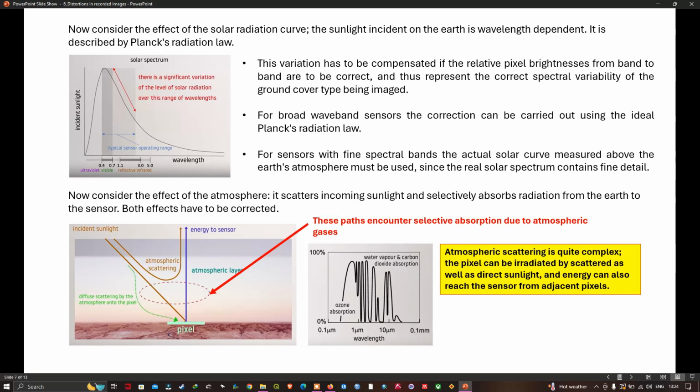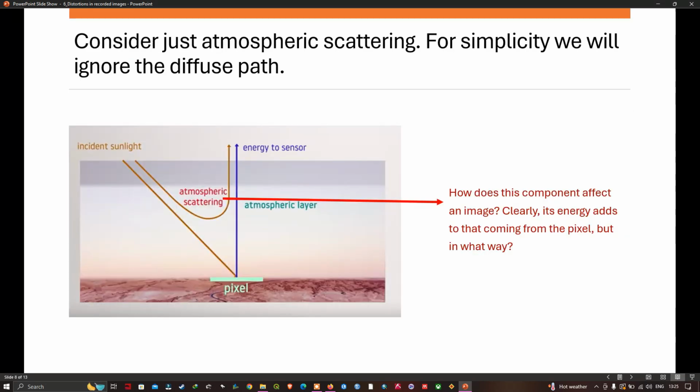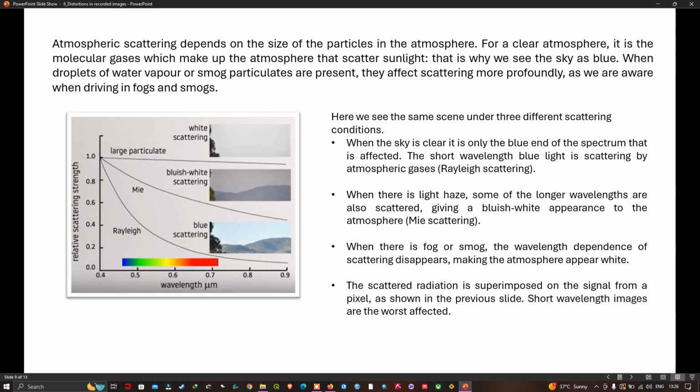To make the situation simpler, consider just two mechanisms shown here. We know that the direct path from the sun to the pixel and the pixel to the sensor suffers selective absorption. But what does the atmospheric scattering pathway do to the recorded signals? The answer to that question is quite complex, and depends on the size of the particles that make up the atmosphere through which the imaging takes place.